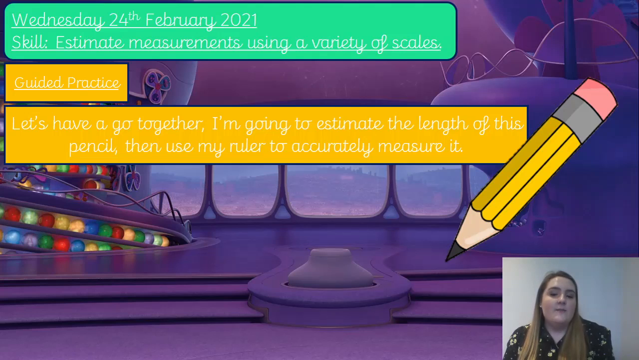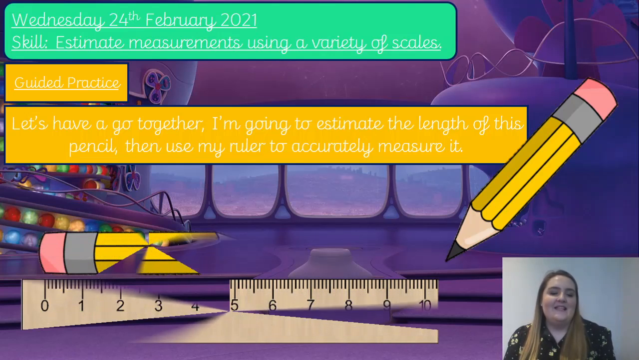So here is my pencil. I would like you to have a look at this and think, how long is this pencil? Now, are we going to use centimetres or are we going to use metres for this pencil? Well done, we're going to use centimetres because that is a smaller unit of measure. We're not going to use metres to measure this because it's quite small, are we? So I would like you to have a sensible guess then and estimate the length of this pencil, please. How many centimetres do you think it is? Pause the video now, please.